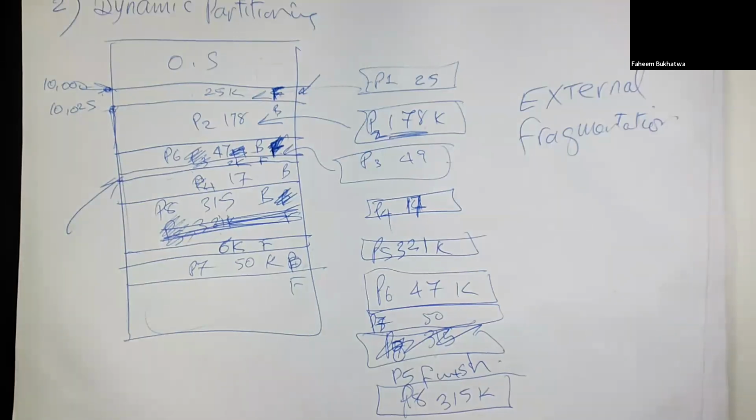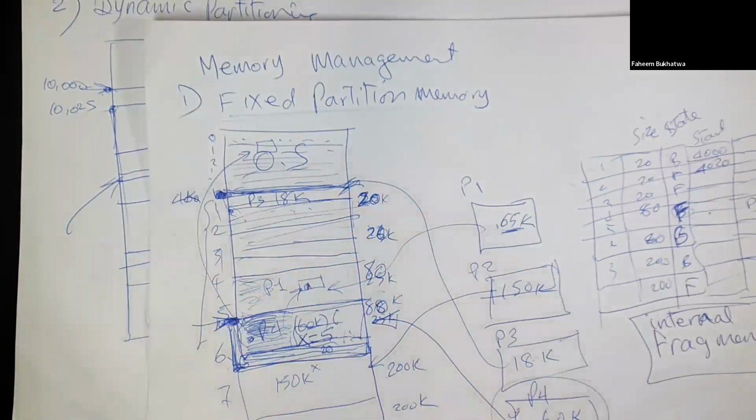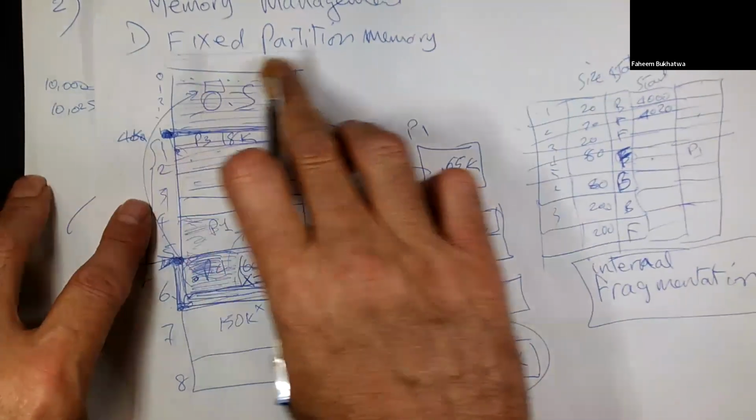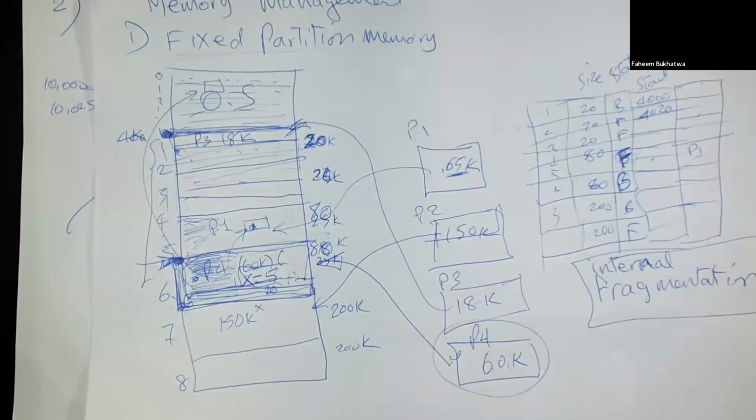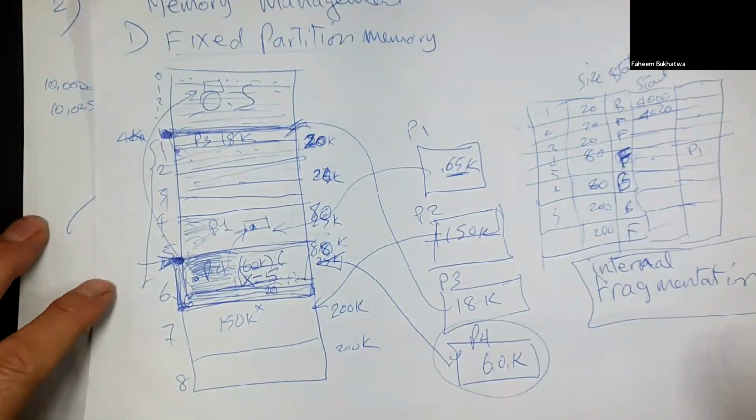There was a question in the exam: how does internal fragmentation happen in fixed partitioning? Anybody care to answer? How do we get internal fragmentation in the older system, the fixed partitioning? Yeah, if you allocate a program a bigger block than it needs, it will have spare memory, and that's called internal fragmentation.